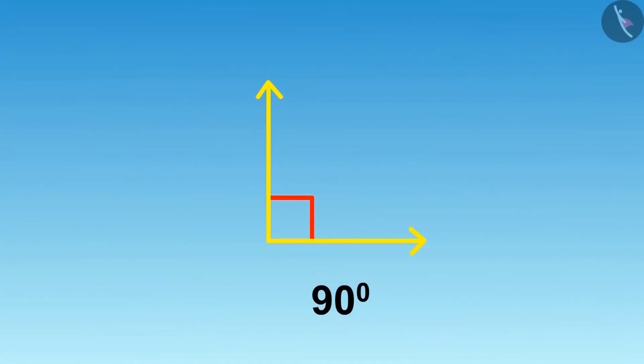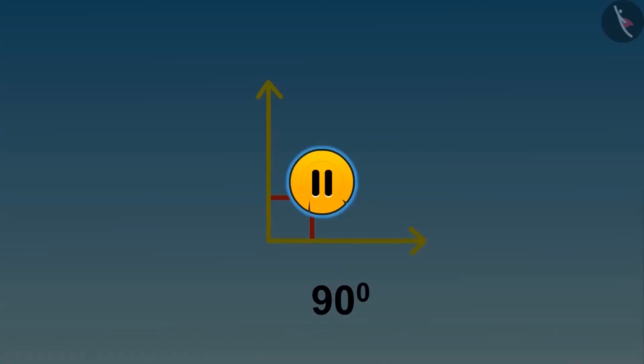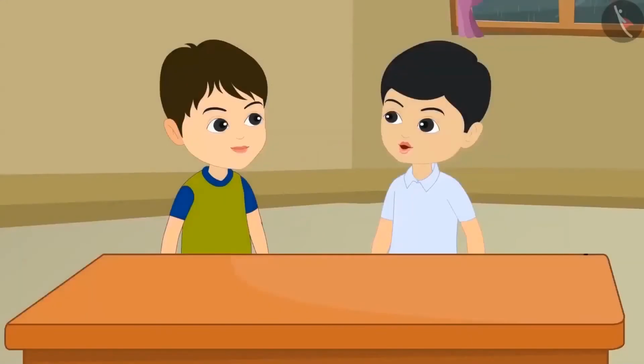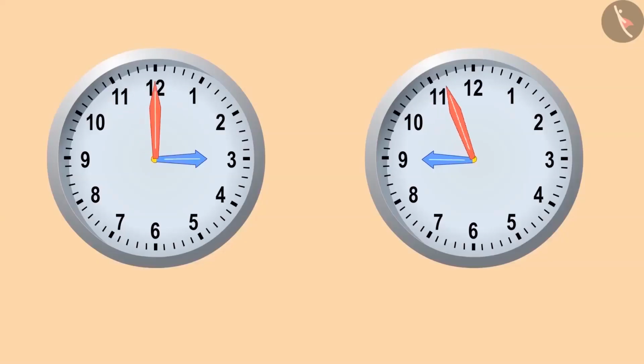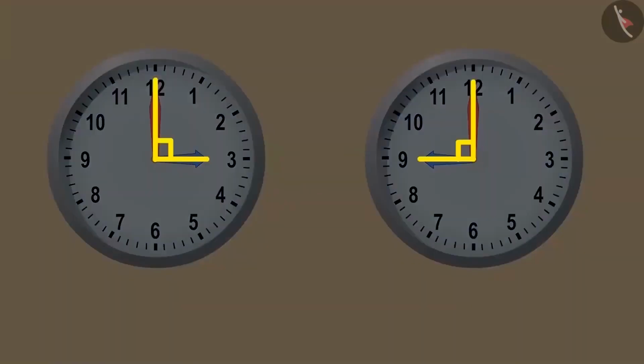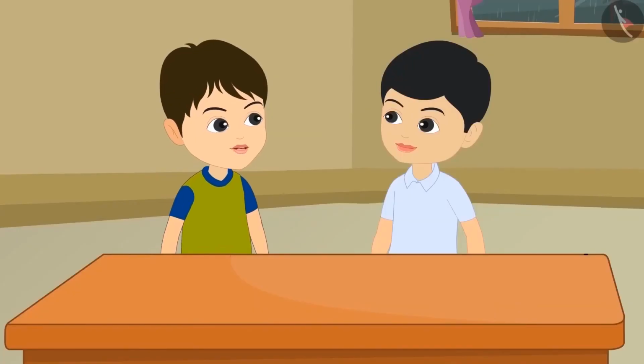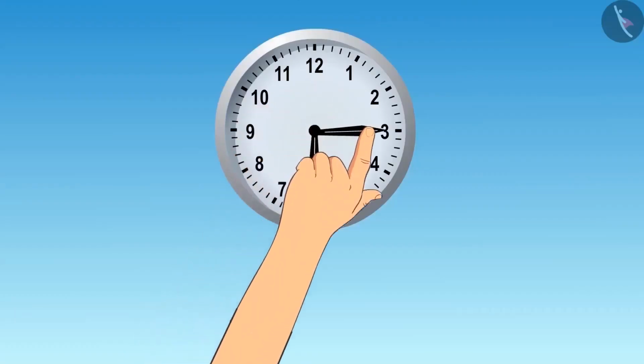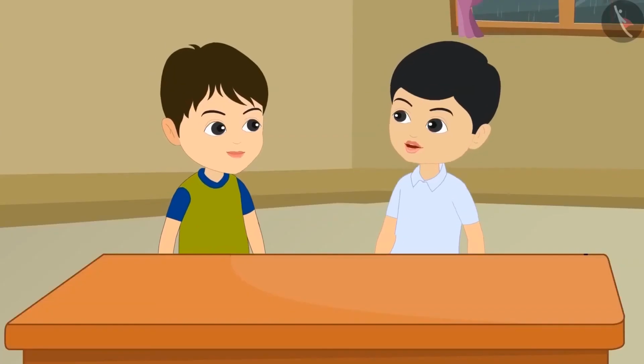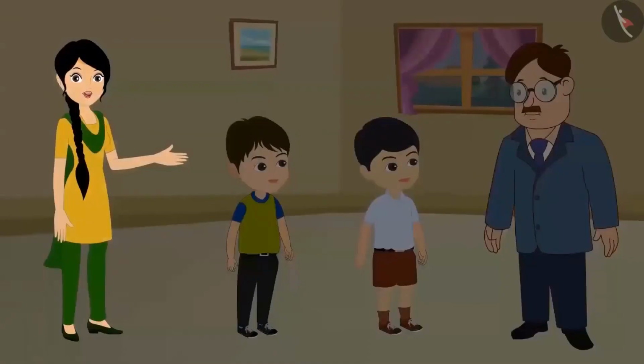You can pause the video here if you want and think about it. In my opinion, a right angle is made when it is 3 o'clock and 9 o'clock. But I feel that a right angle is also formed when it is 6:15. Come on, let us ask our uncle.